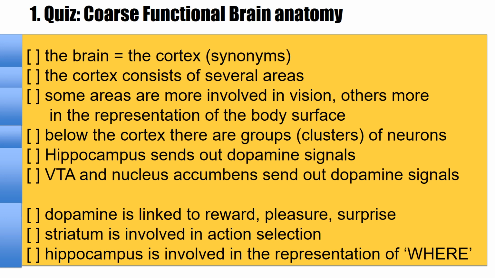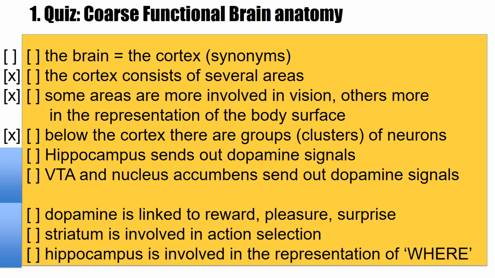Let's finish this part with a little quiz to get the terminology straight. If I say cortex, I mean the same as the brain. The two are synonyms, and this is wrong. The cortex consists of several areas. Yes, that is correct. Some areas are specialized and more involved in vision, others more in the representation of the body surface. Again, this is correct. Below the cortex, inside the brain, there are groups of neurons, clusters of neurons. And yes, this is correct.